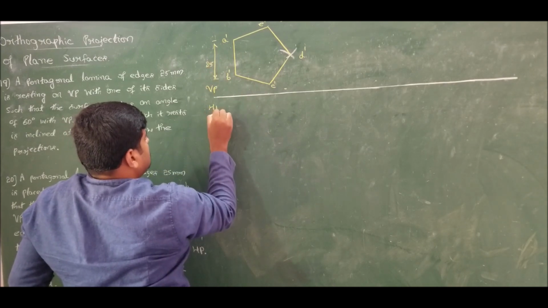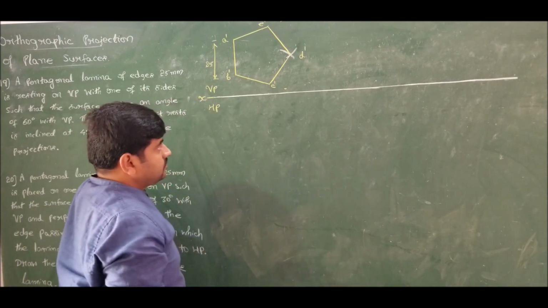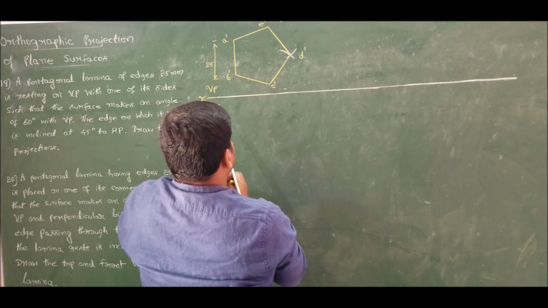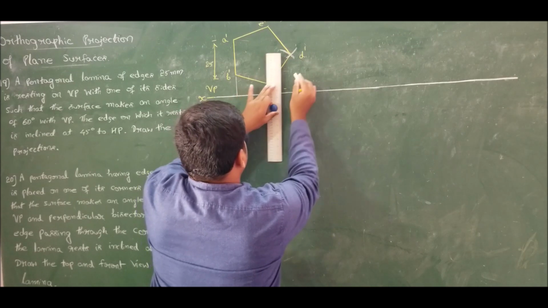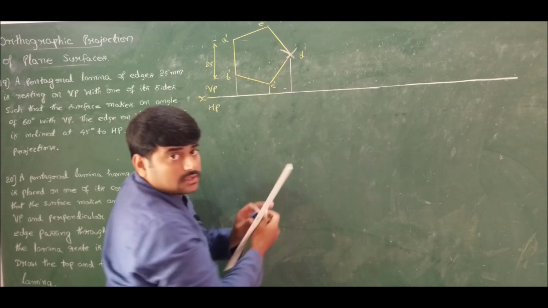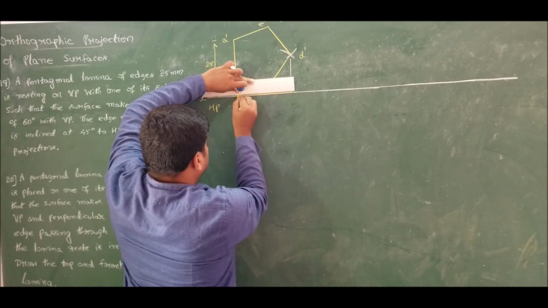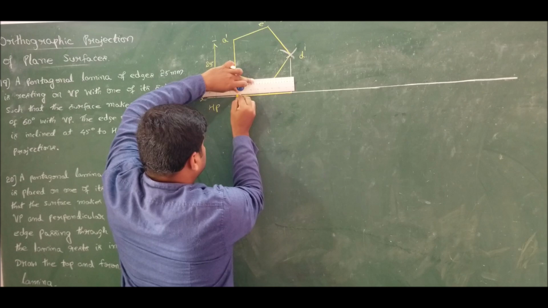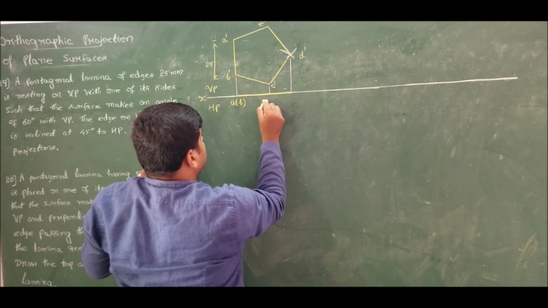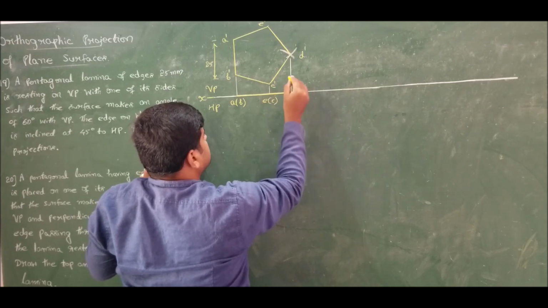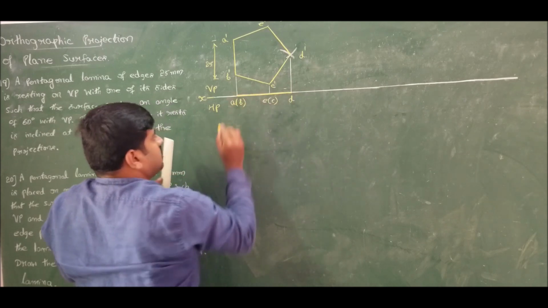This is vertical plane, this is horizontal plane, this is XY line. Now take the projection. If I take the projection, the top view will be a straight line, correct? The top view will be a straight line. Mark it. This will be A is visible, B is invisible, E is visible, C is invisible. Here it is D. So I obtained the top view also.